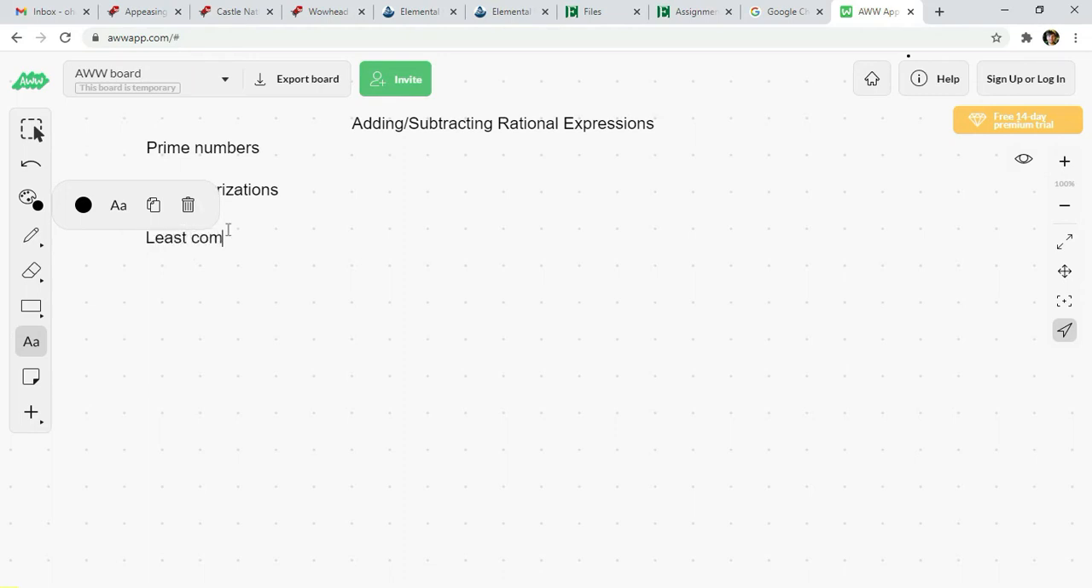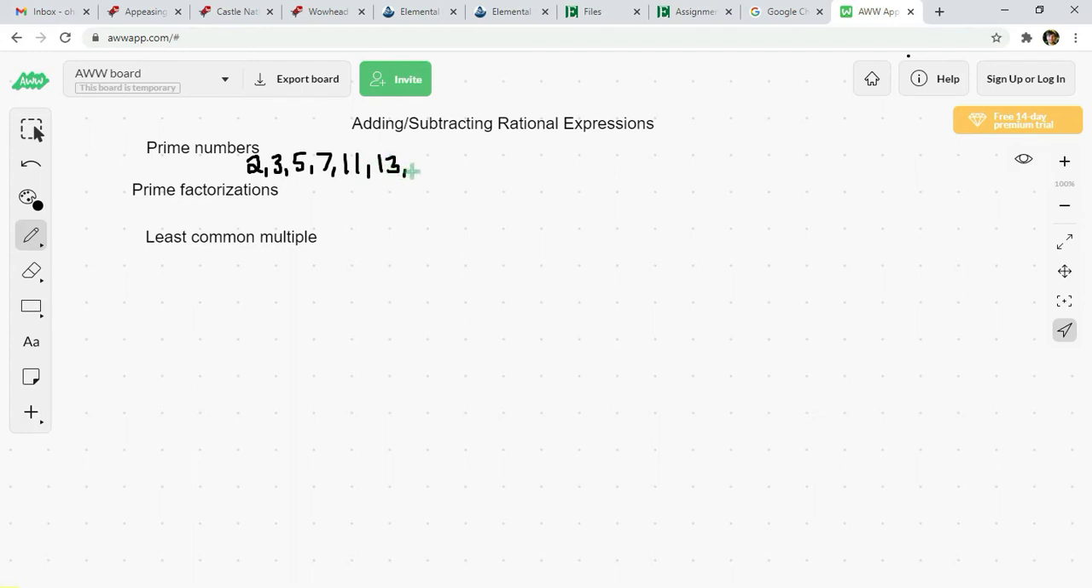Least common multiple. So these are the three pieces that we need to ultimately understand in order for us to be able to add and subtract rational expressions. So first, what are prime numbers? Well, some examples of prime numbers are 2, 3, 5, 7, 11, 13.